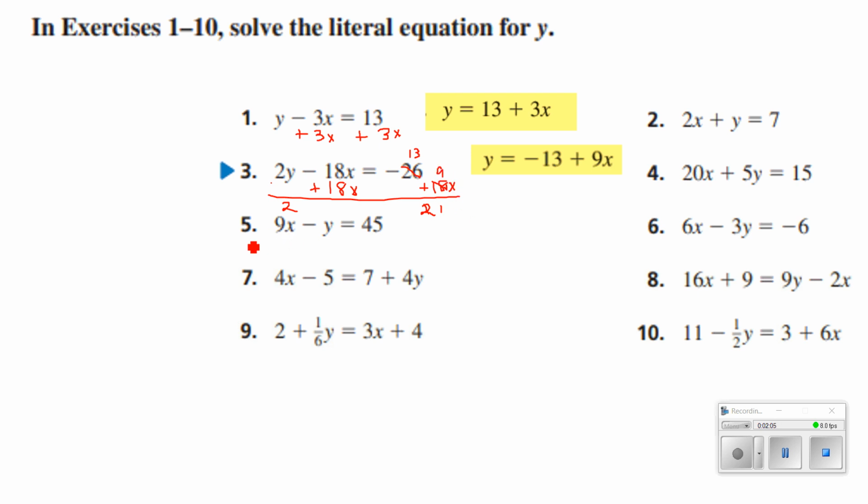Let's work number 5 here. Remember, you have all the evens to do tonight. I think I'm going to give myself more room, and I'll just write over here. We got 9x minus y is equal to 45. Remember, we're looking for y, right? So we've already got y by itself. All we have to do is minus 9x.